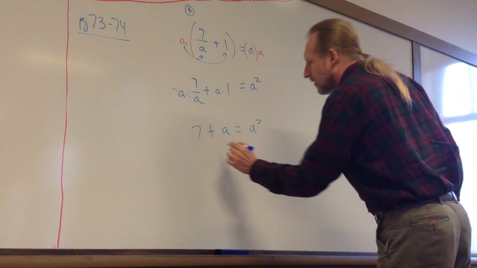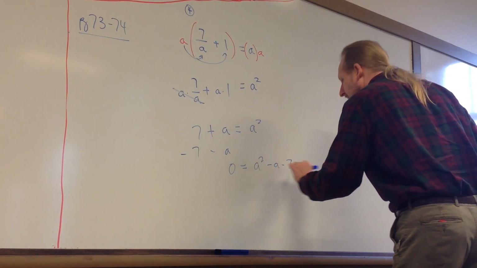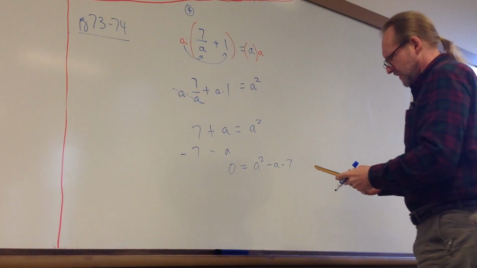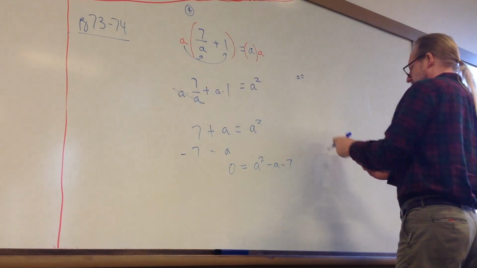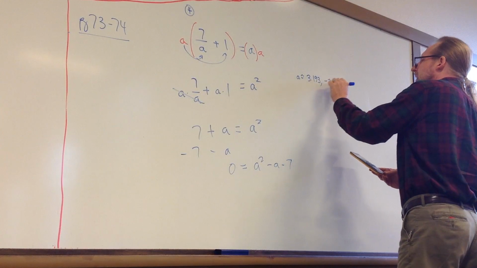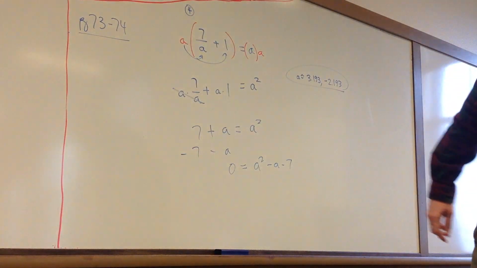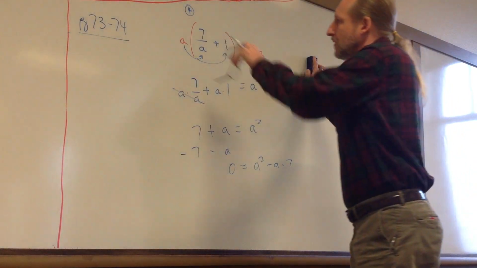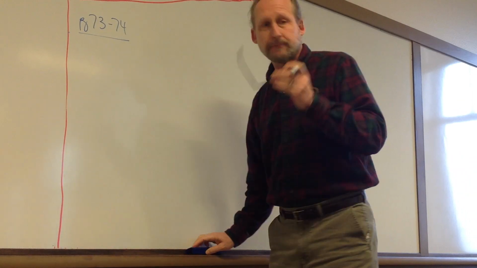And so let's move everything over to the other side. So 0 is a squared minus a minus 7. Now this one's not factorable, and so we have to use the quadratic formula here. And so we get a is approximately 3.193 or negative 2.193. Okay, so that's the first type of problem that we're going to look at here, is a simple denominator that we can just multiply on both sides to clear out.